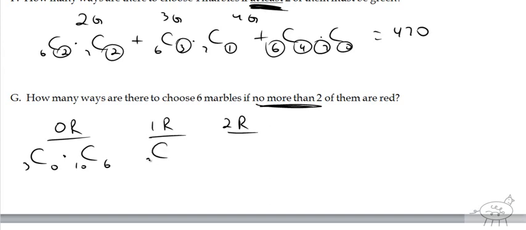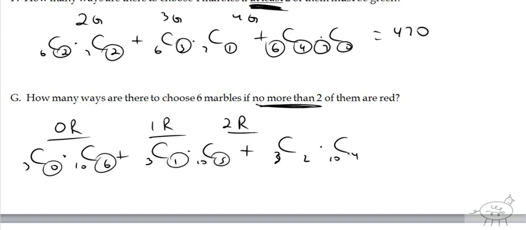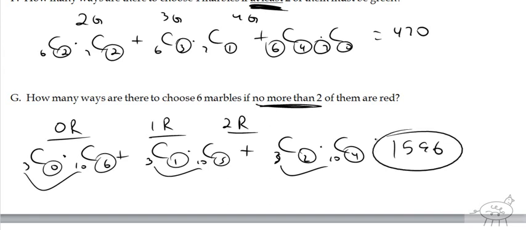I can do 1 red, so 3C1 and 10C5, where I pick 1 less of the other ones. And this, of course, these are plus. And then I have 3C2, choosing 2 red, and I'm choosing 1 less of the other ones. So notice these add up to 6 again, right? And these guys add up to 13, because that's the total number of marbles we have. Anyway, you multiply and then add them up, and you get 1596. Okay?